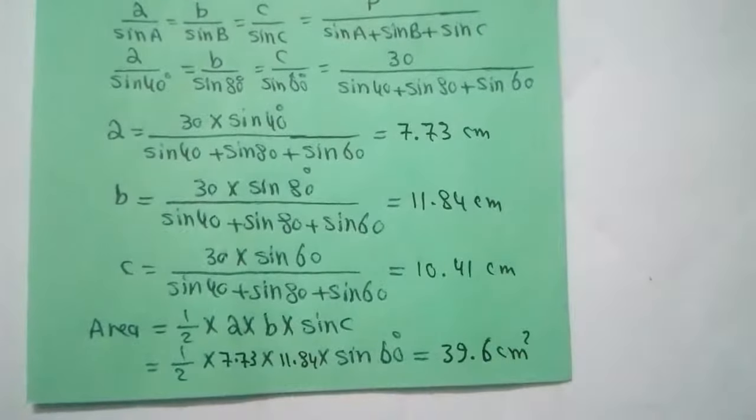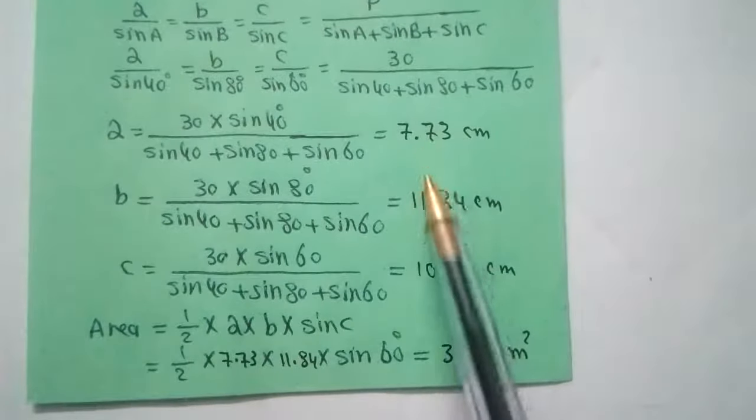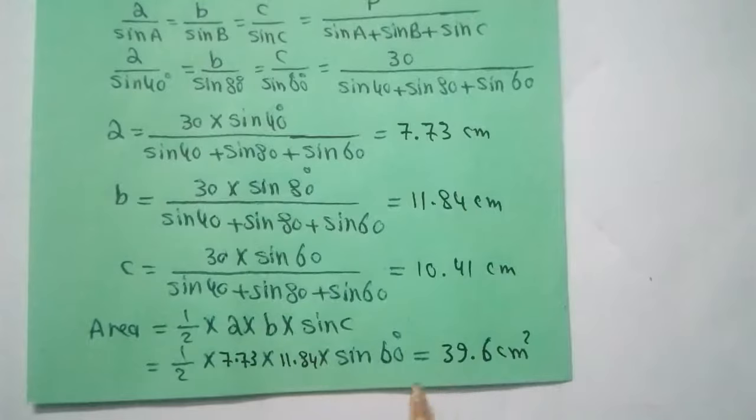Area of the triangle equals half a times b times sine C, which is half times 7.73 times 11.84 times sine 60. It will be 39.6 square centimeters.